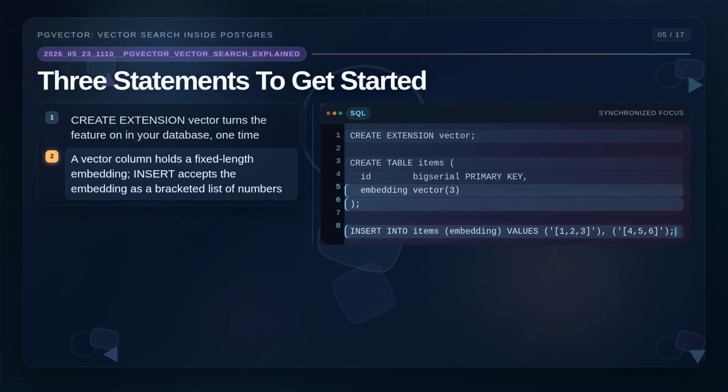In a real project, that length matches your embedding model, so it would be 768 or 1536. The third statement inserts 2 rows. You write each embedding as a list of numbers wrapped in square brackets and passed as text. In production, you would not type these by hand. Your application calls an embedding model, gets back the list of numbers, and passes it straight into the insert. That is all it takes to start storing vectors.